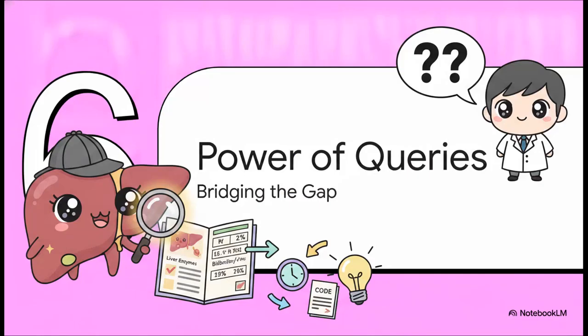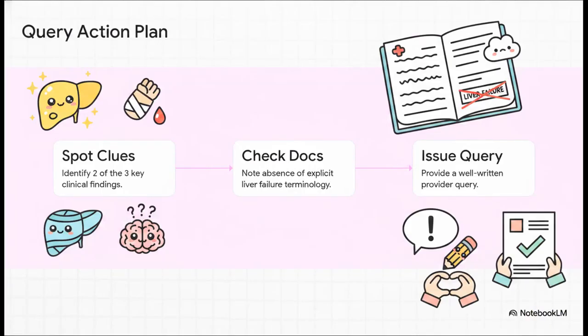Which leads us to our final section, Section 6, the power of queries. So, you've learned the timeline, and you know the 3 clues. But what actual action do you take when you spot those findings, but the provider hasn't explicitly written the words liver failure? Here's your game plan. Step 1. You spot at least 2 of the 3 key clinical findings, jaundice, coagulopathy, or encephalopathy, in the chart. Step 2. You note that explicit liver failure documentation is completely absent. The term just isn't there at all.